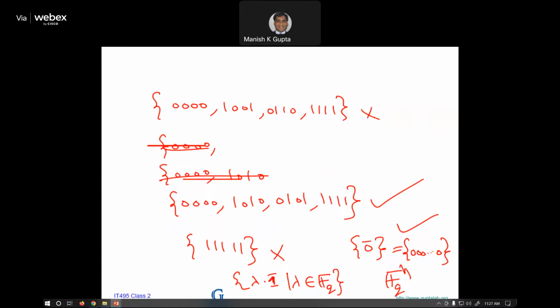I have given you enough examples of cyclic and non-cyclic codes. So a cyclic code means two conditions: number one, it should be a linear code. Number two, it should be closed with respect to cyclic shift of every vector. Right, so these two properties are there.